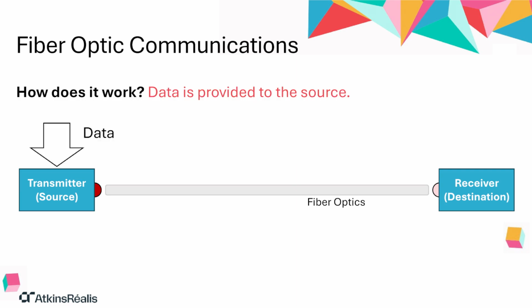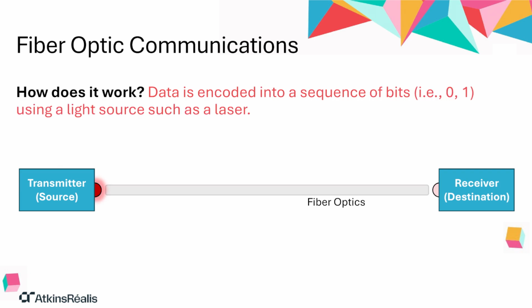First you've got your data. It gets fed into a transmitter, which is the source. This transmitter has an LED or, more commonly for long distance, a laser inside. What the transmitter does is translate that incoming data into a sequence of bits, those zeros and ones we talked about. It does this by literally turning the light source on for a 1 and off for a 0, flickering incredibly fast.